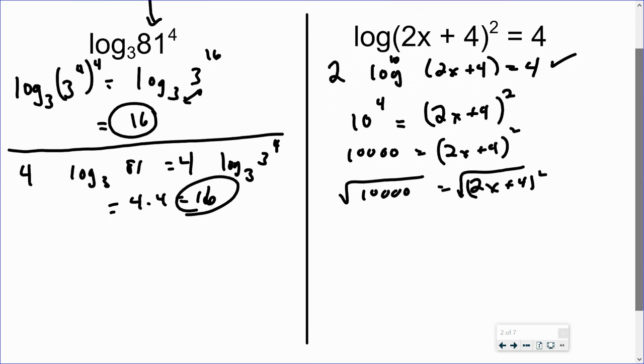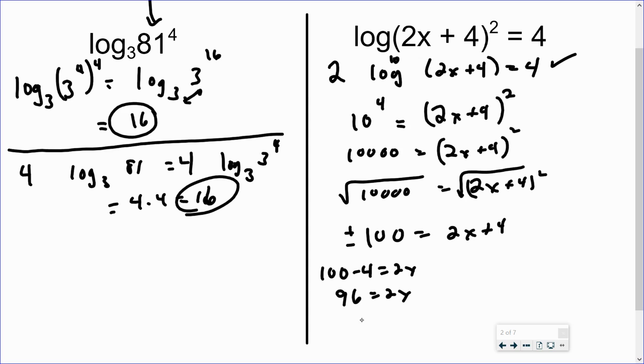And so what I end up with is 100 plus or minus is equal to 2x plus 4. So 100 minus 4 is equal to 2x. 96 equals 2x. X equals, I believe that's 48. And then negative 100 minus 4 is equal to 2x. Negative 104 is equal to 2x. X is negative 52.